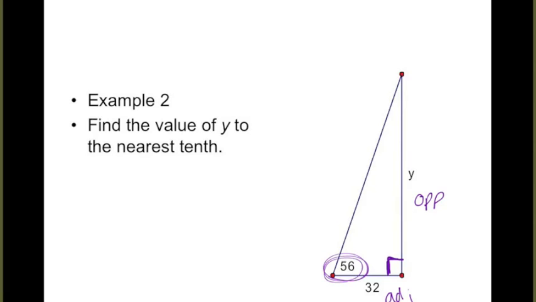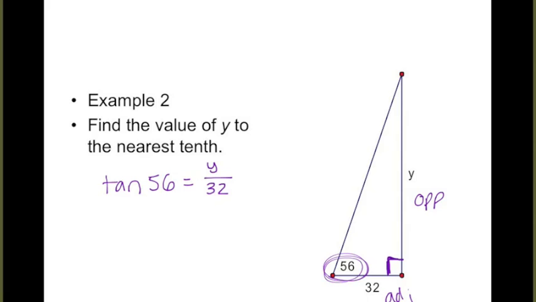So when we set up our tangent equation, we say tangent of the angle, which we actually know is 56, is equal to the opposite, which is y, over the adjacent, which is 32. Okay, it's always tangent, angle, equals opposite over adjacent. Sometimes we know the angle, sometimes we don't. So this time we actually have a value there and we can plug that in for the angle instead of plugging in a letter.